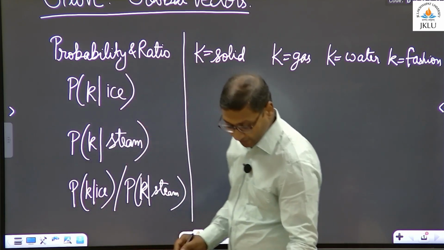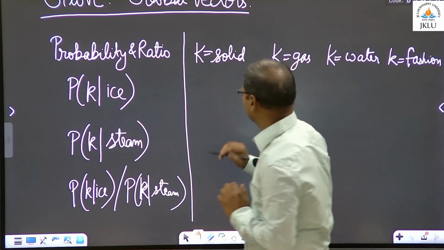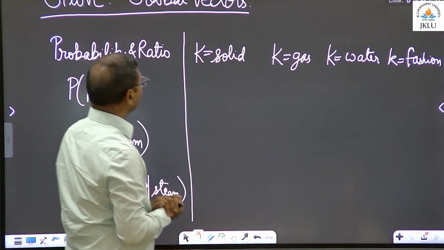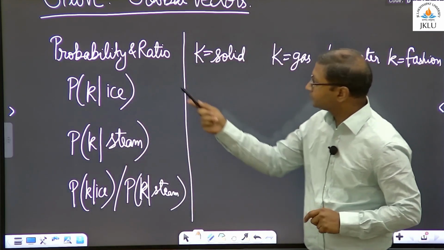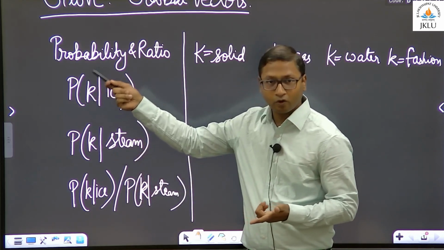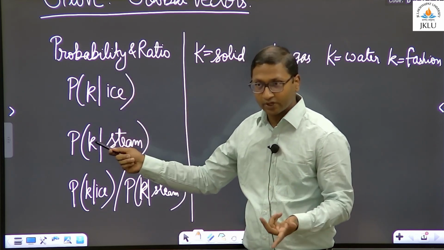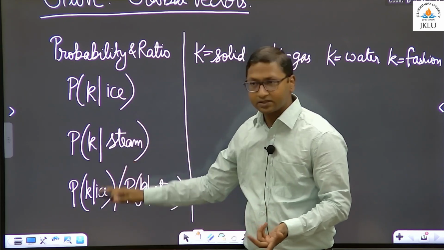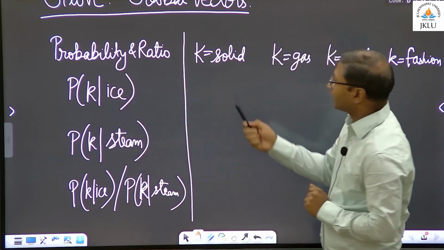And you have to help me figure out how to fill these numbers, even though you can't, but still. Let me first explain what this is. This is the probability and ratio: the probability of word k given word ice, the probability of word k given steam, and then the ratio. Let's focus on just these two, primarily on this one.